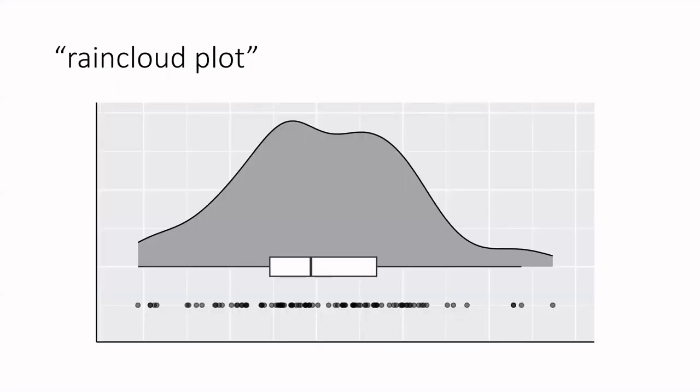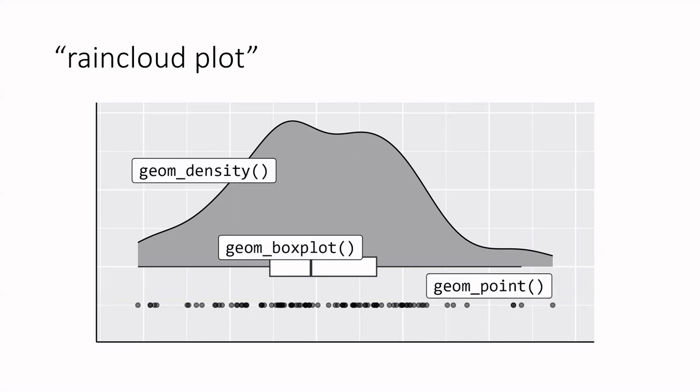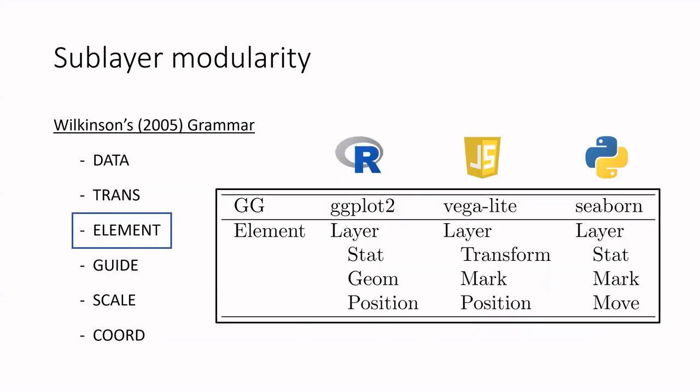To demonstrate the power of this design, take, for example, this relatively modern chart type called the raincloud plot. It looks complex, but it's really just a mashup of a density contour, boxes and whiskers, and dots. And so in R's ggplot2, for example, you can express that simply as a single plot with three layers, geom_density, geom_boxplot, and geom_point, that all share the same x and y aesthetics.